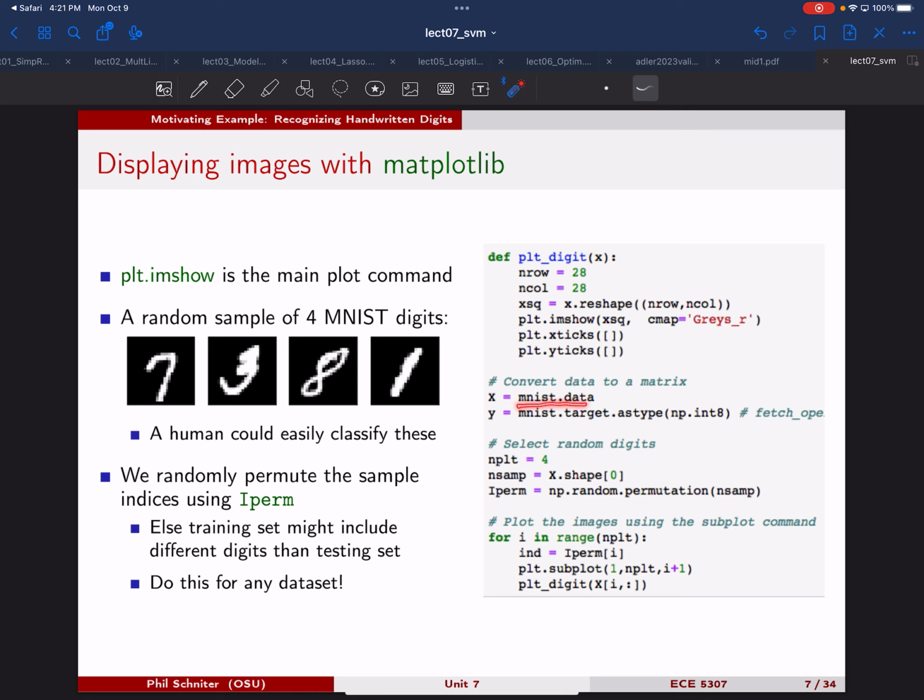Okay, and then this is essentially how you work with the data. MNIST.data, we'll set that as X. MNIST.target, we'll set that as y, except here, I can't remember what the original format is, but we're recasting this as a NumPy int8 format. So these will be 8-bit integers. And to plot this, we just plotted 4 random digits.